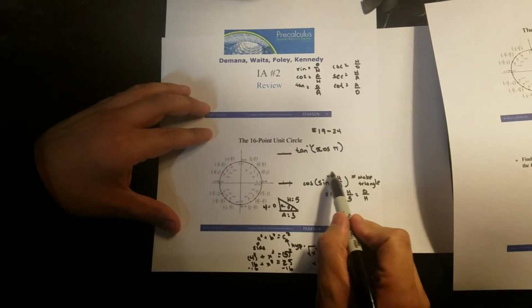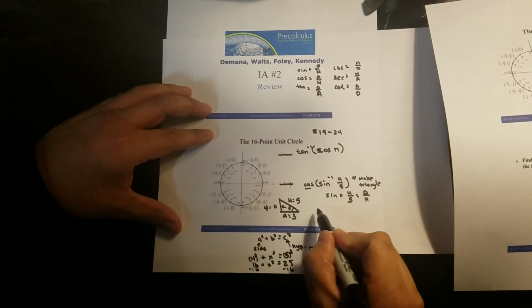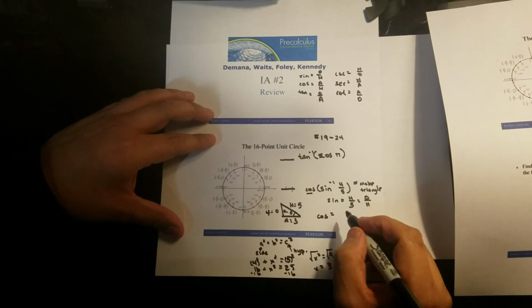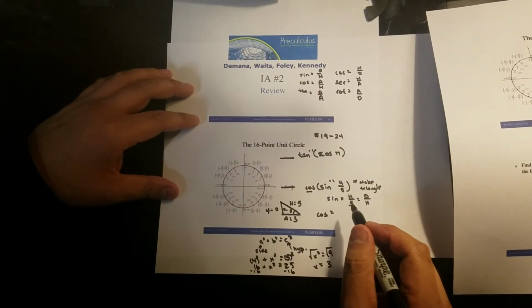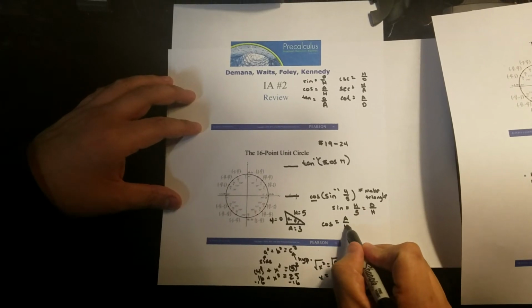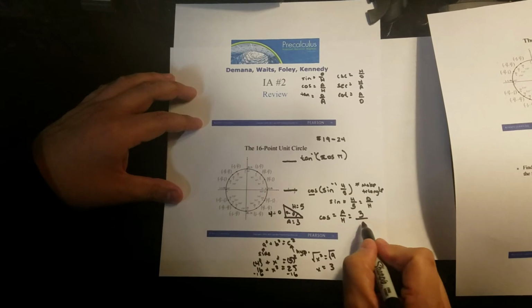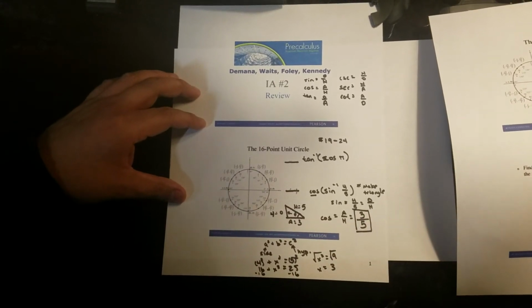So what I did, I solved this triangle part. Now I'm going to actually solve the cosine. So cosine, I'm solving the outside part, is equal to A over H. And I know my A is 3, we just solved for it, and my H is 5. So this right here is my answer.